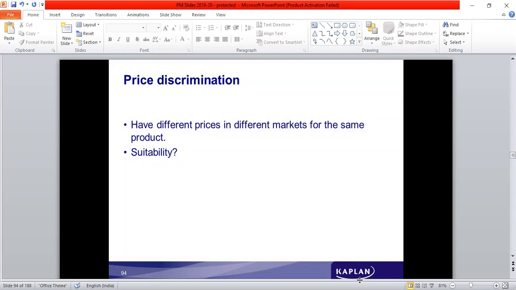Liquor is not uniformly the same price across all state governments. Each government has its own strategy about selling liquor, so it is available at different prices. So there is a price discrimination based on the geographical location of the market, and so on. There are different prices in different markets for the same product.